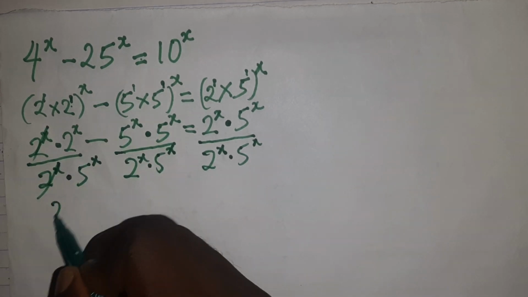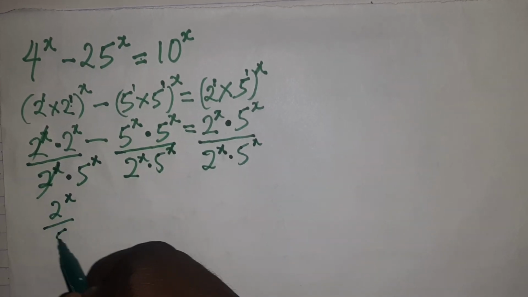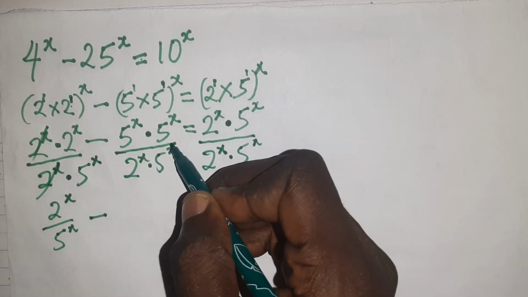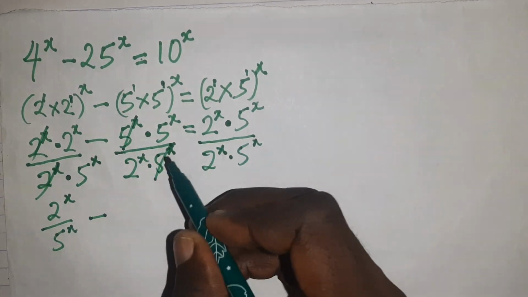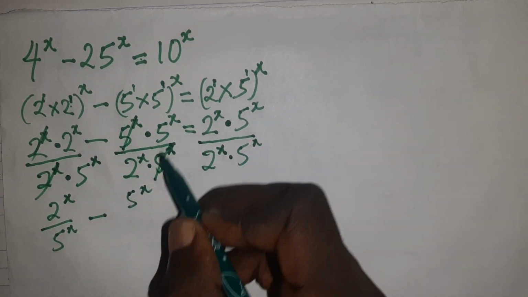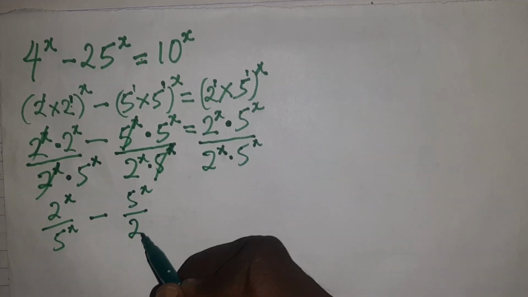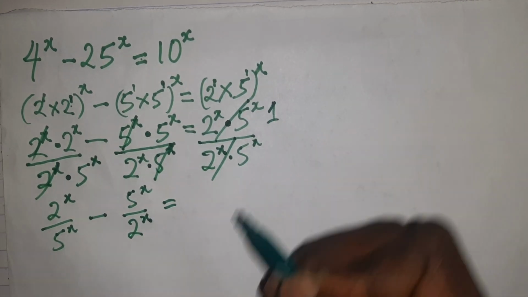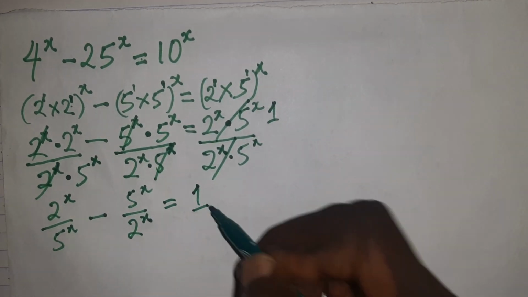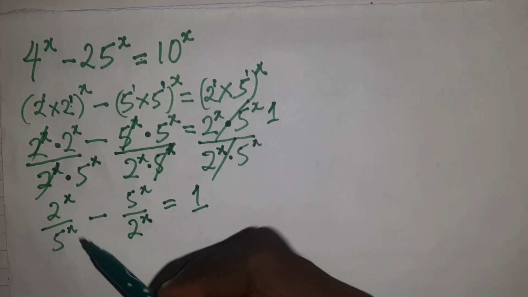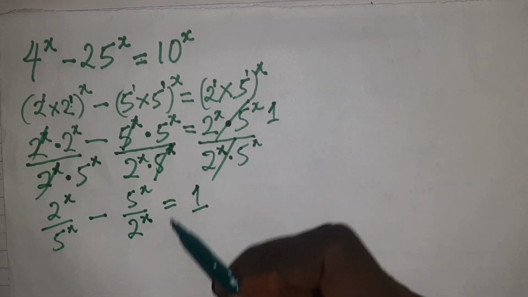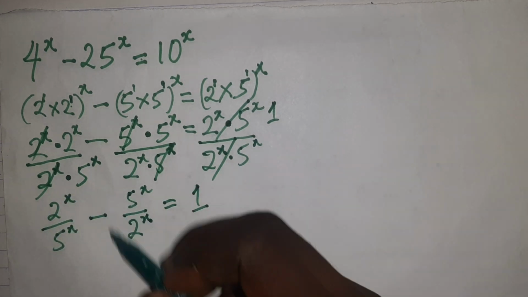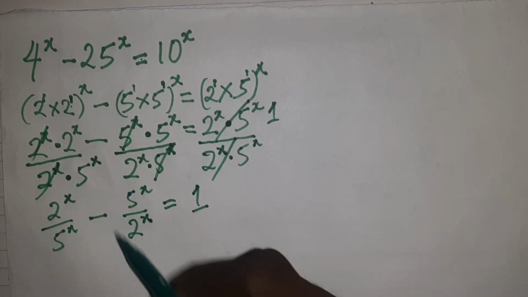I have 2 raised to x over 5 raised to x minus this, and this cancels out. I have 5 raised to x over 2 raised to x remaining, equals, this cancels this, we have 1 remaining. So I have 1. But this value and this value are not the same. So I can make them look the same by manipulating this again.